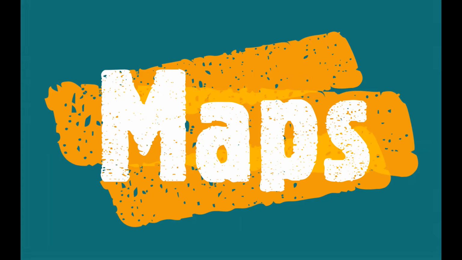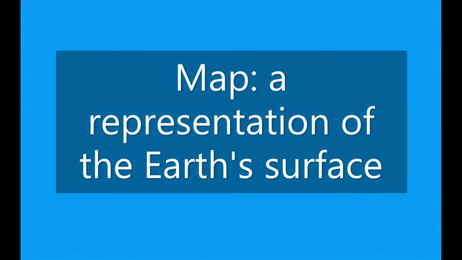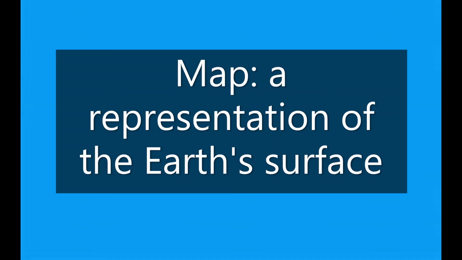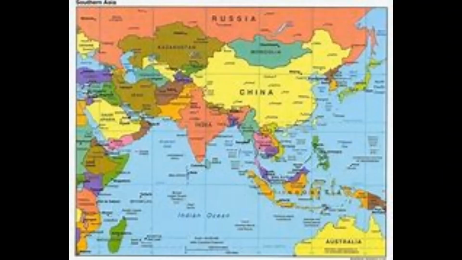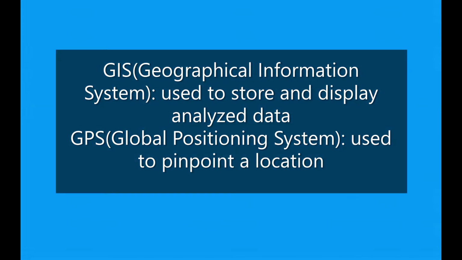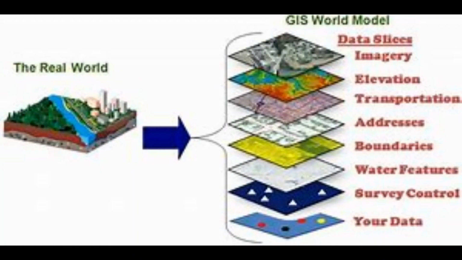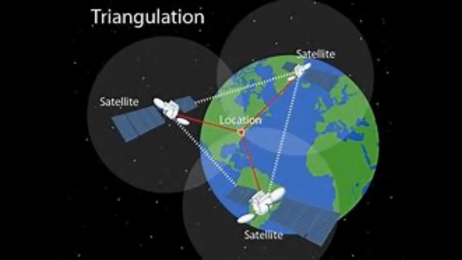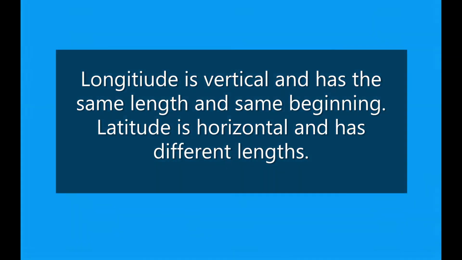Maps. Map, a representation of the Earth's surface. GIS, Geographical Information System, used to store and display analyzed data. GPS, Global Positioning System, used to pinpoint a location. Longitude is vertical and has the same length and same beginning. Latitude is horizontal and has different lengths.